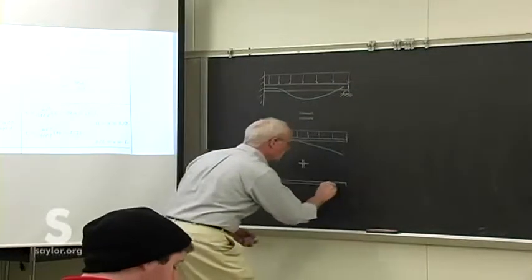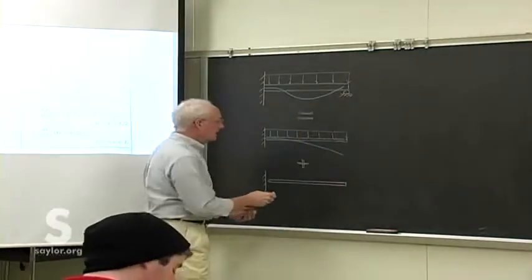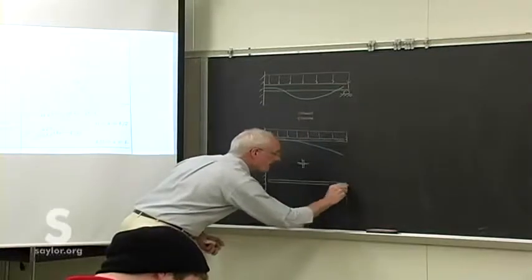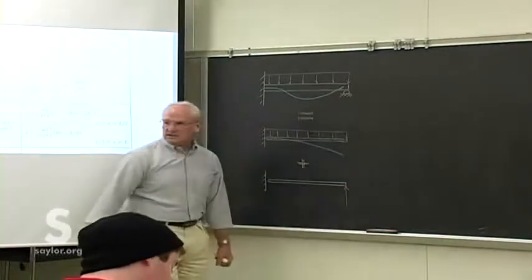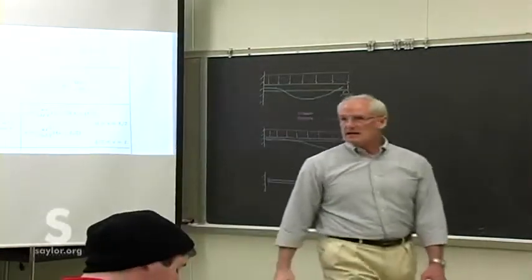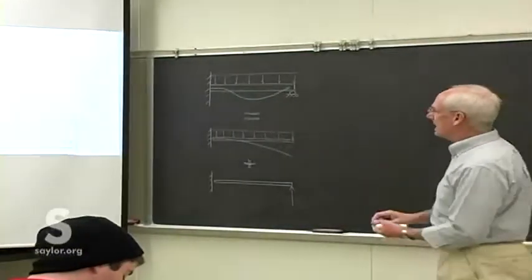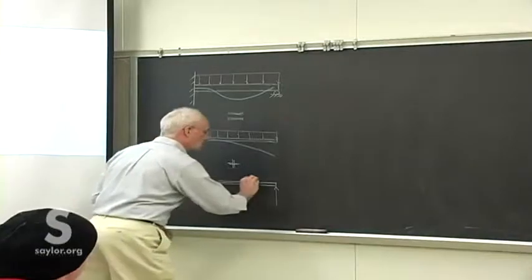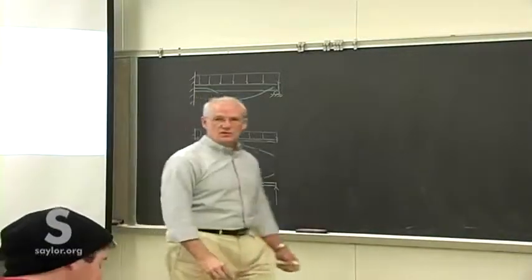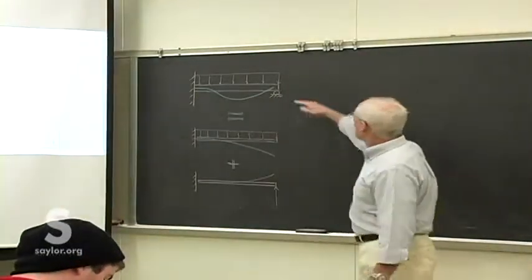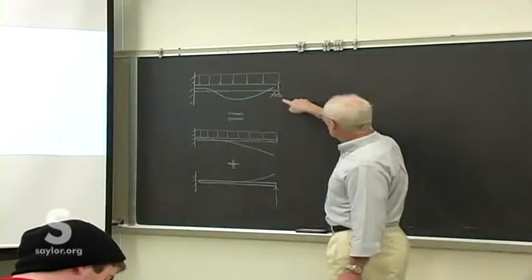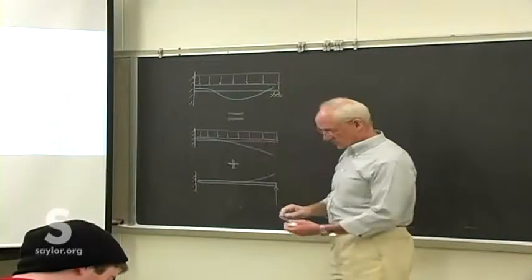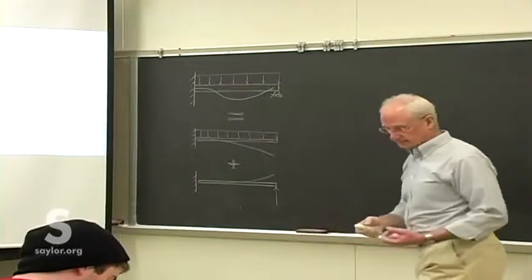another solution that we do have available, and that's then a simple load at the end that brings the beam back up to where it would have been, such that those two together we would expect to give us the solution we have there, and that will give us the reaction at both walls.